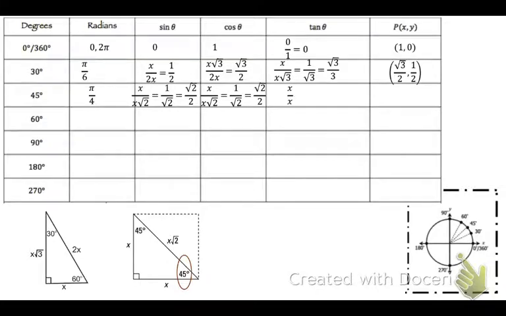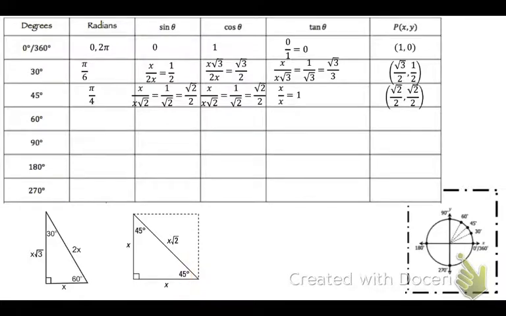And then tangent is opposite over adjacent, so that's x over x, which is 1. Now that point right there is the square root of 2 over 2, comma, square root of 2 over 2.